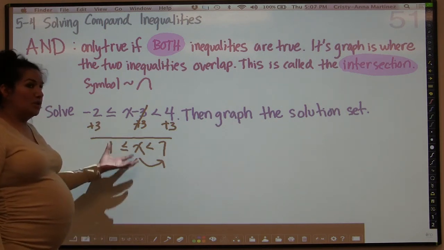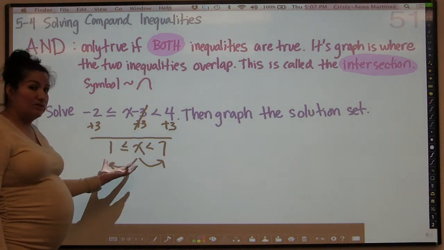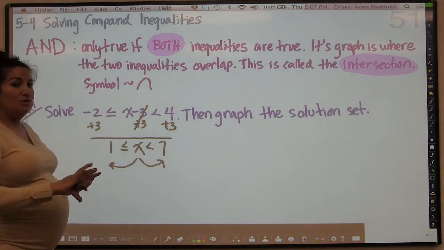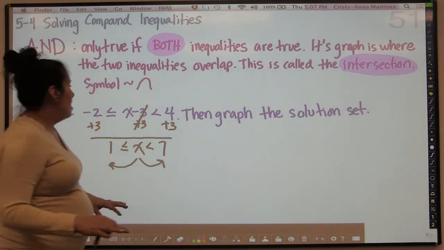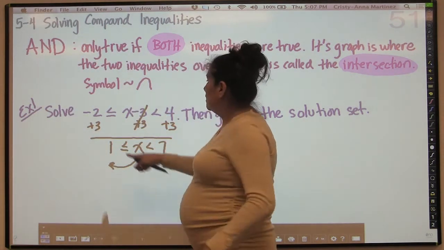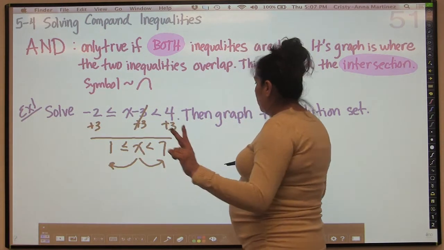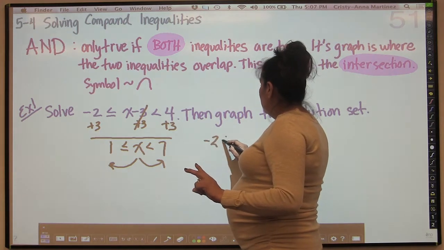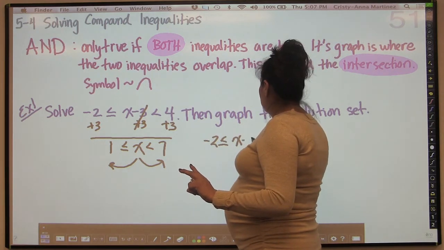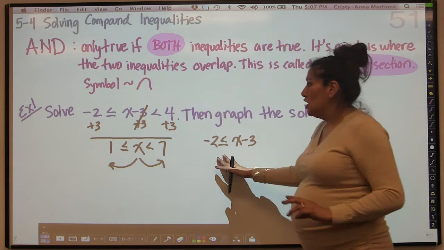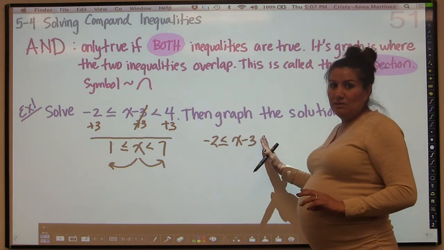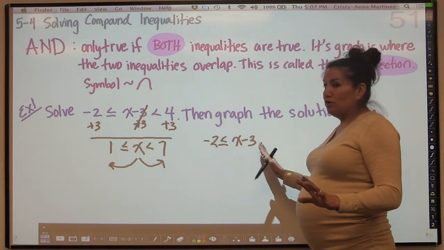Alright, so I want to show you how you can do this. If you don't like doing it all at once like this, you don't have to. You can actually write this as two separate inequalities and solve it that way. The way that you would do that is to go with the first two parts first, and write negative 2 is less than or equal to x minus 3, and then leave it there. Once you get to the next symbol, just stop. So that's your first inequality.